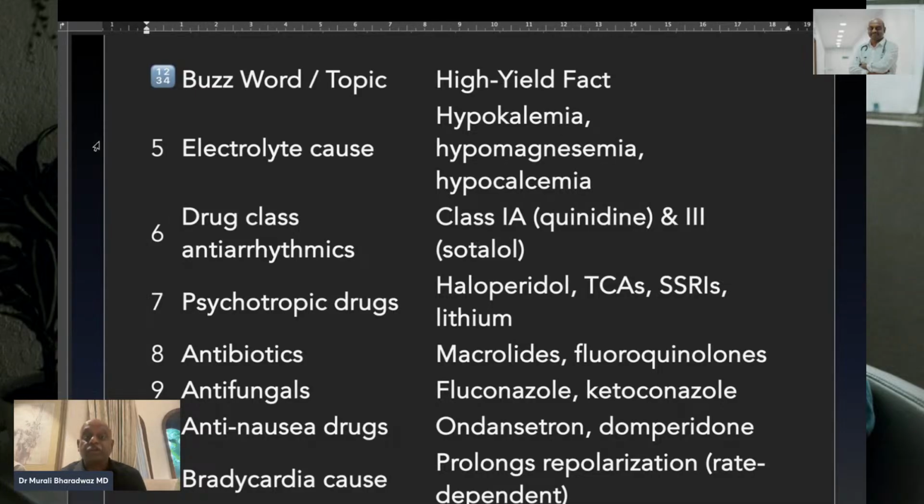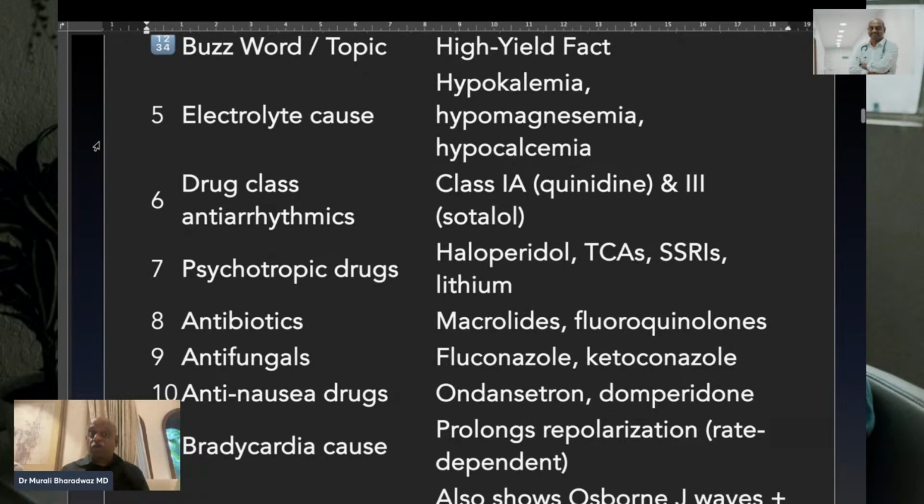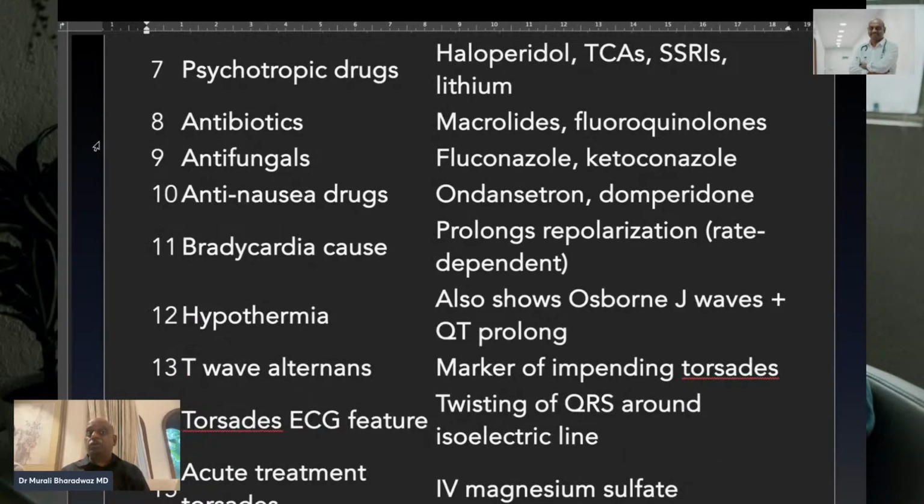Similarly, haloperidol, a commonly used antipsychotic, Serenace is the tablet name. So haloperidol, tricyclic antidepressants, SSRIs, lithium, all of them can lead to QT prolongation. Similarly, macrolides, fluoroquinolones, fluconazole, ketoconazole, ondansetron, Jofer tablet also can cause it.